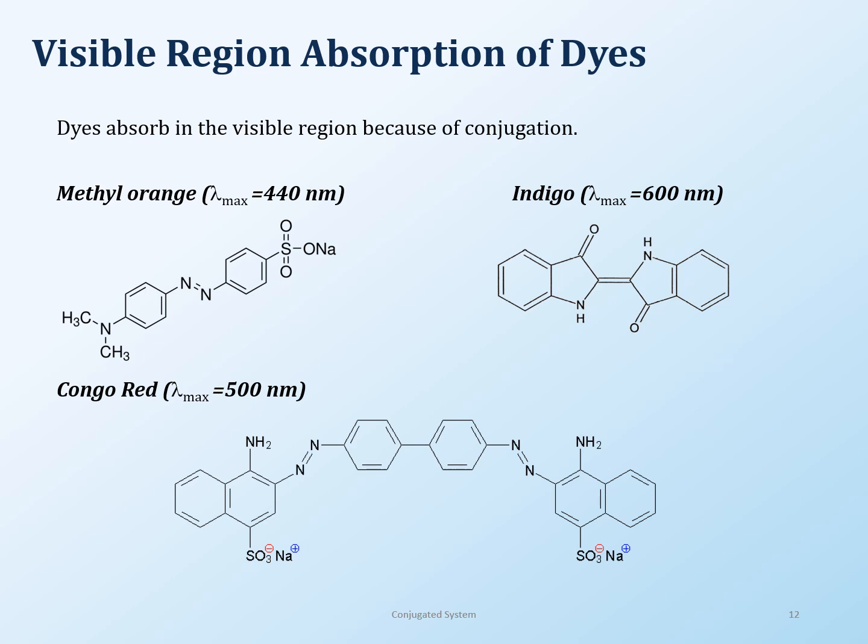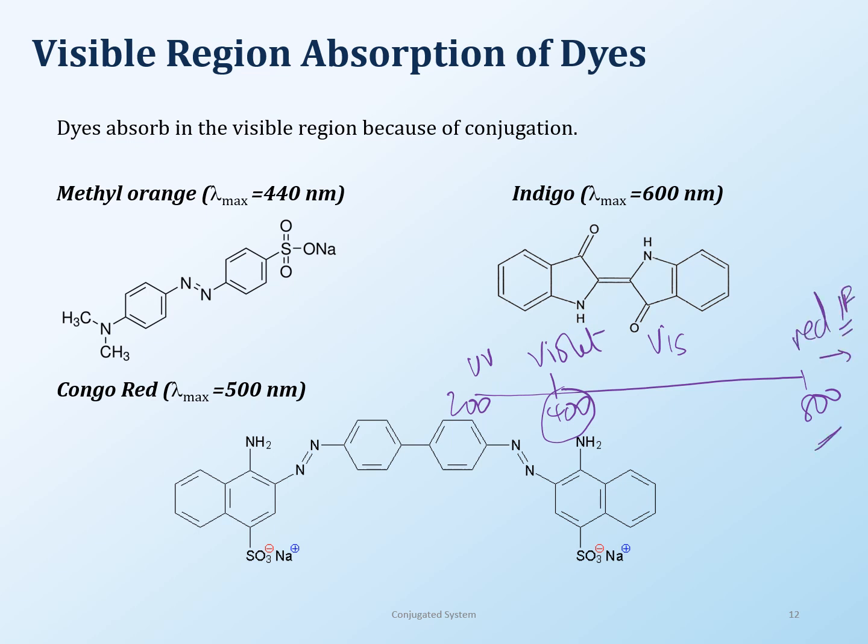One thing I can explain to you a little bit about is the visible spectrum. Here, this is 400, this is 800, 200. So this is the UV region, this is the visible region. 400 is high energy, this is the violet region. The 800, this is the red region. After that, it's IR, by the way.